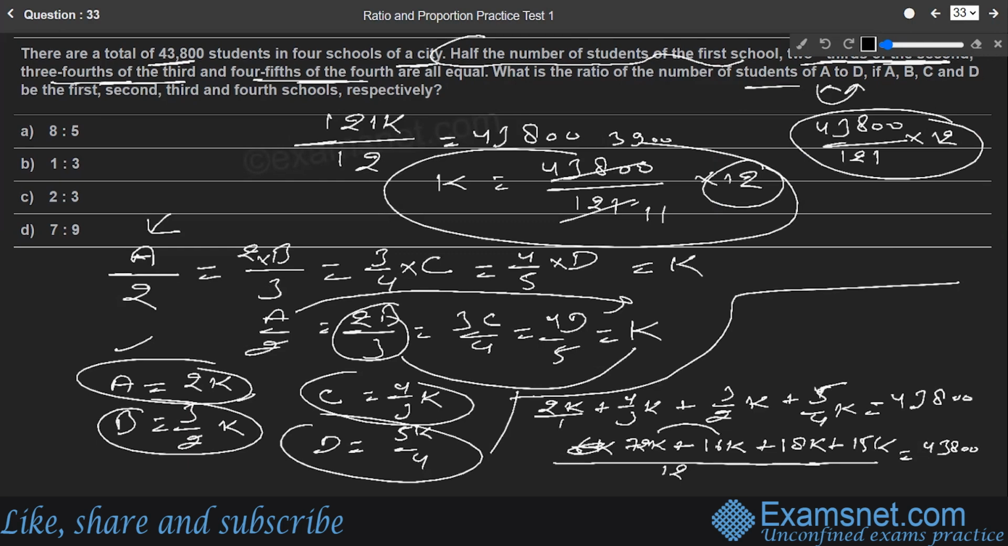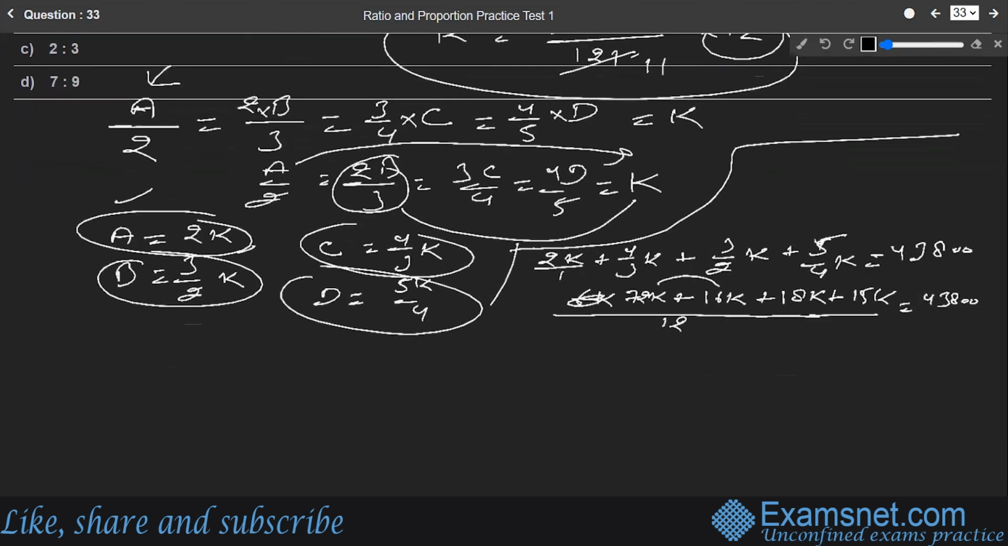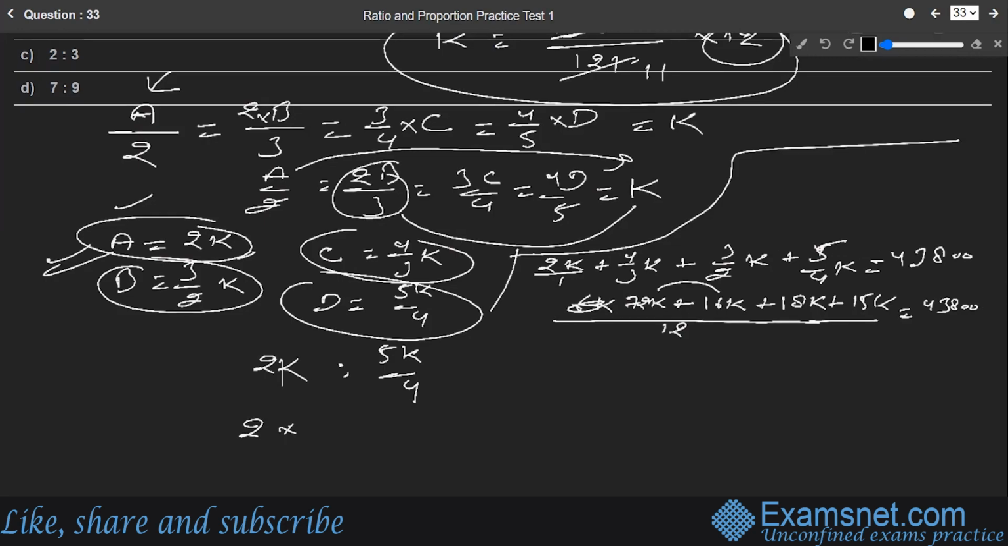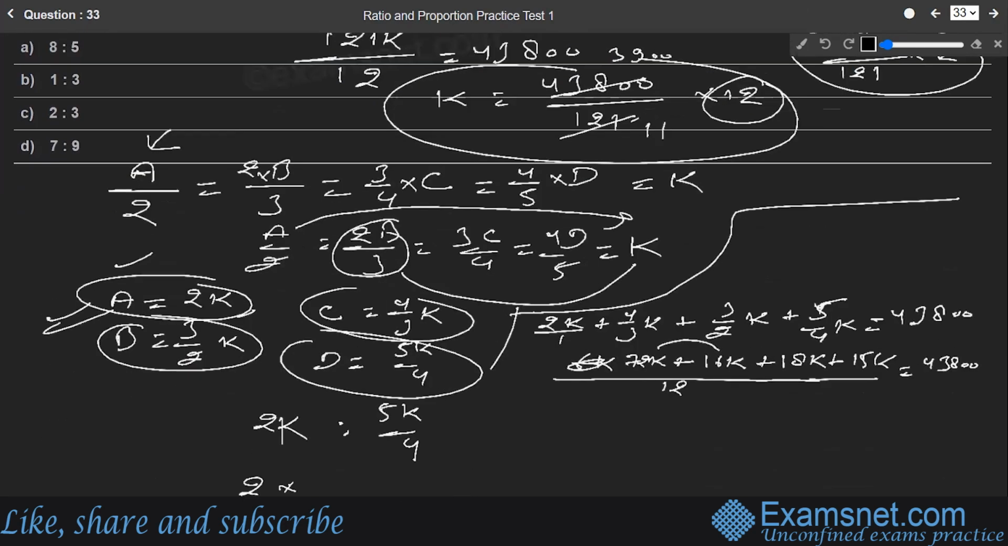Now, what are we supposed to find out? They say the ratio of A to D is to be found out. A's value was 2K and D's value was 5K by 4. So we can put the K value here, that is 2 into the K value that we have calculated, 43,800 divided by 121. In place of K, we can put this value easily.